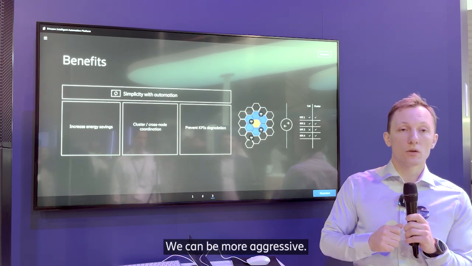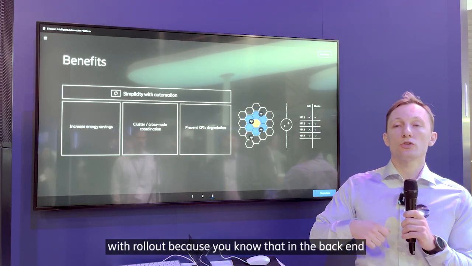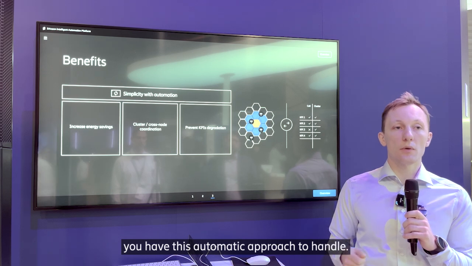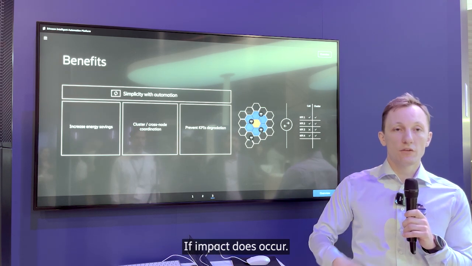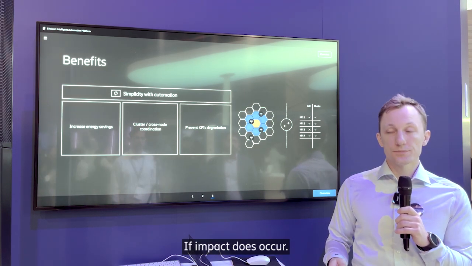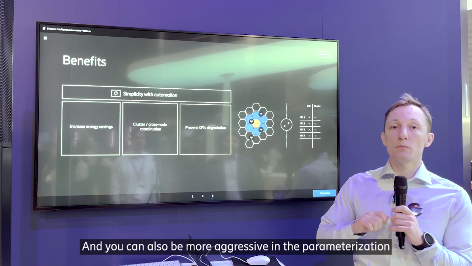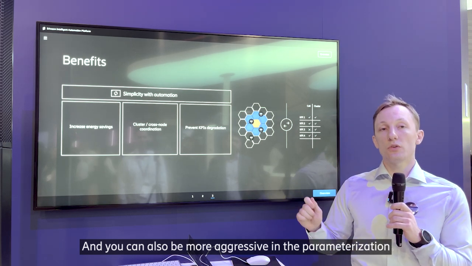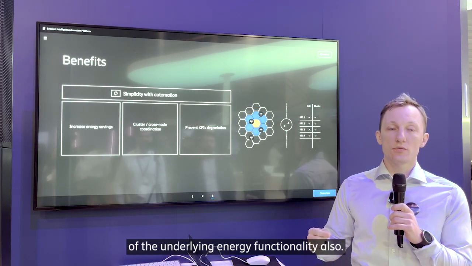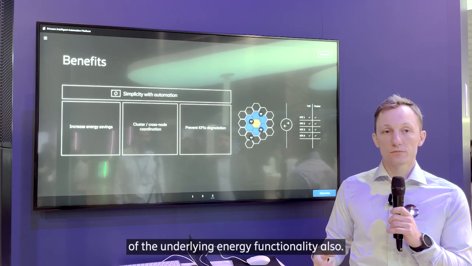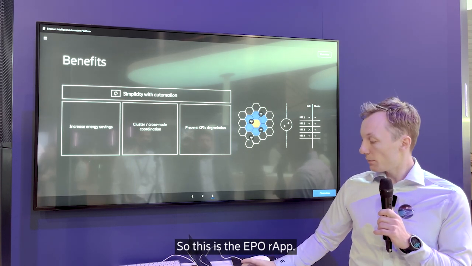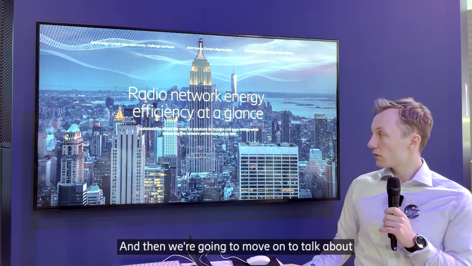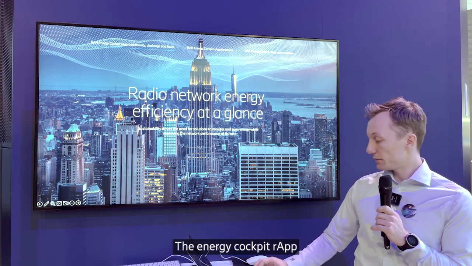And so the benefits that this brings is, of course, you can break out of the thinking about the maintenance window. You can be more aggressive with rollout because you know that in the back end you have this automatic approach to handle if impact does occur. And you can also be more aggressive in the parameterization of the underlying energy functionality also. So this is the EPO rApp, and then we're going to move on to talk about the Energy Cockpit rApp.